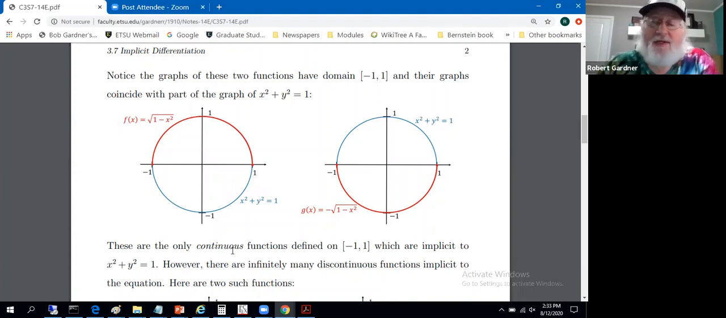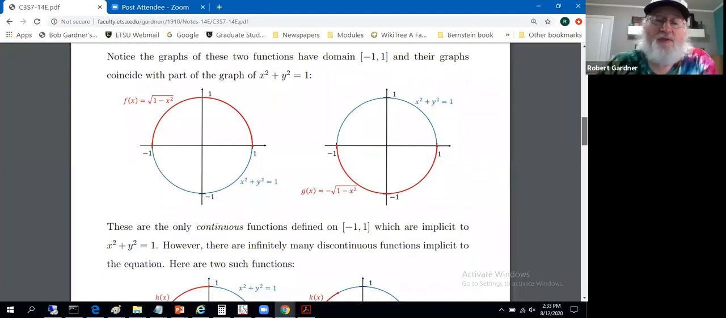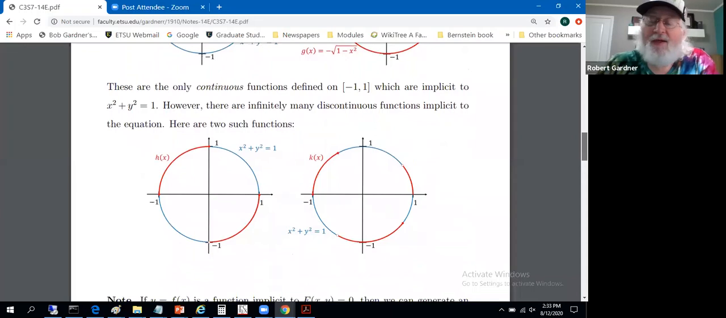In fact, they're the only continuous functions defined on the interval -1 to 1 which are implicit to x squared plus y squared equals 1. But there's other functions implicit to that equation. In fact, there's infinitely many others. The others are discontinuous, though. Here's a couple of them. As long as we satisfy the vertical line test, we're good to say this is a function implicit to that equation. We could include this point and take this quarter of the circle, include this point, 0, 1.